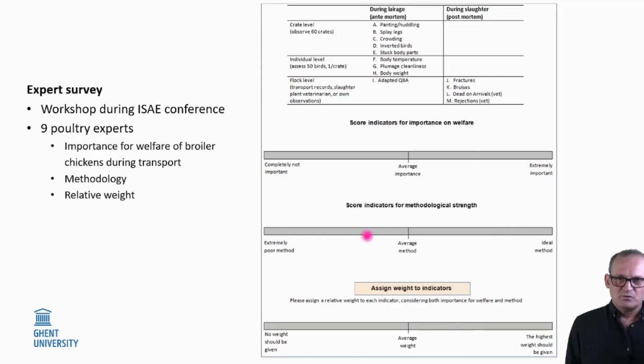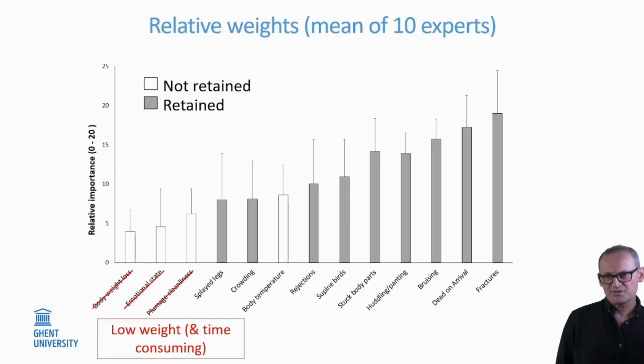And by asking these two questions before, about the importance and the methodological strength, we wanted these experts to not only consider the importance of the indicator, but also how it is measured in practice before they assign the relative weight of that indicator. And here are the scores from these experts on these different welfare indicators about how much relative weight they should give to each of them. And on the basis of that, we decided that the three lowest, we would remove them from the protocol because experts assigned a very low relative weight to these.